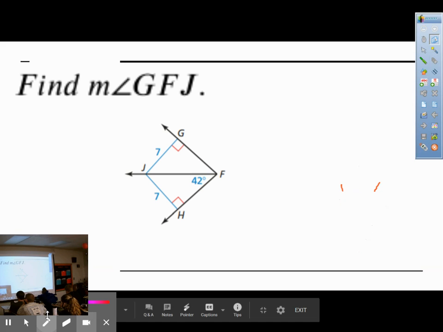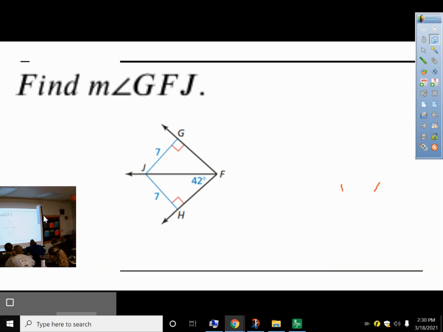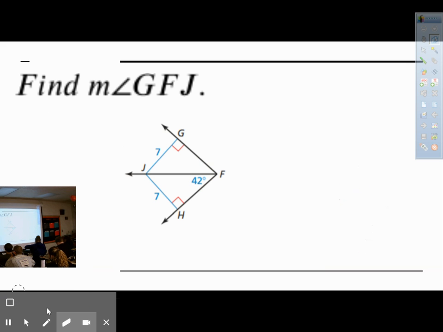All right, it says find the measure of angle GFJ. Okay, well first I got to figure out which angle is GFJ. So if I follow the path G to F to J, that's this angle right here. So they want that little angle on top.